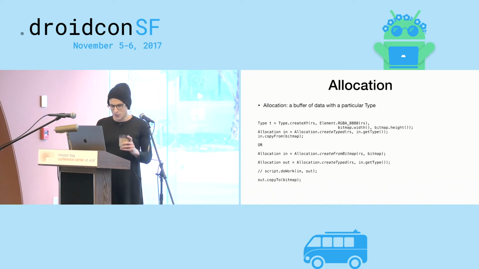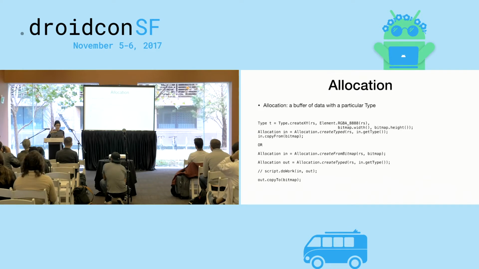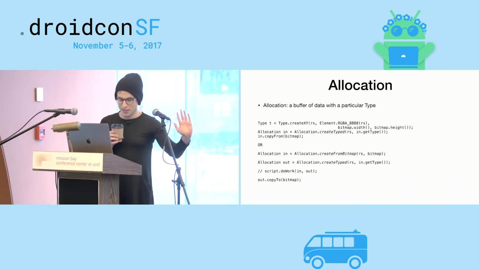So the first top two parts that both create an allocation do the same thing. At the top, we're creating a type of this particular size from a bitmap. We're saying that it has the bitmap type element, and then we are going to create an allocation, just mallocing some memory, and then we're copying the pixel data in.